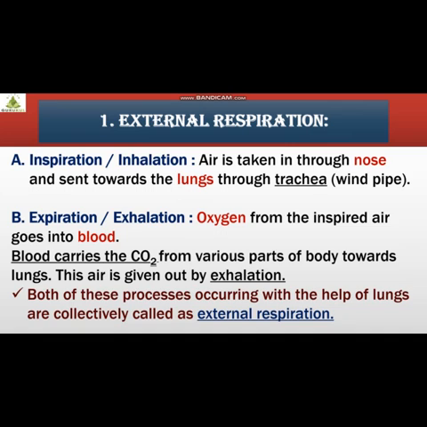First is inspiration or inhalation. Air is taken in through the nose and sent towards the lungs through the trachea. Trachea is a windpipe. We are going to see this with the help of a diagram in the upcoming videos. Just remember the words: it starts from the nose. It goes to the lungs, through what? There should be some channel. It passes through the trachea, which is also called a windpipe.